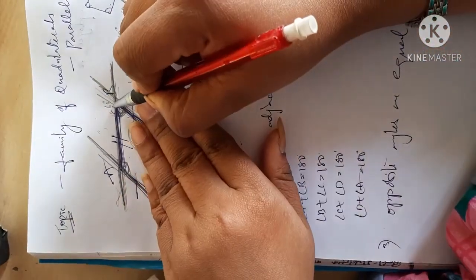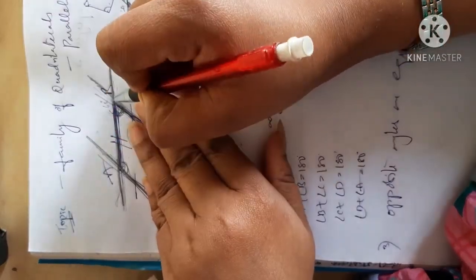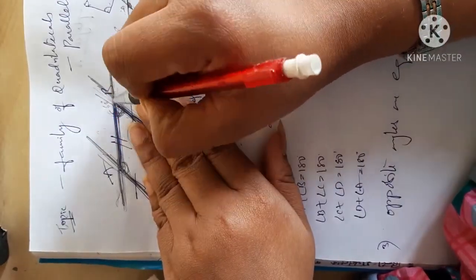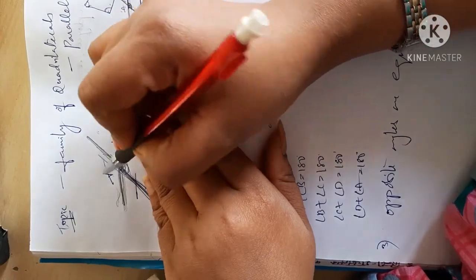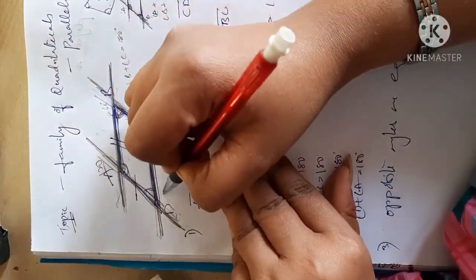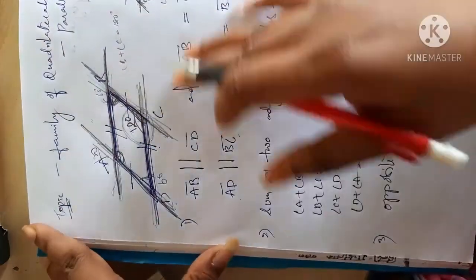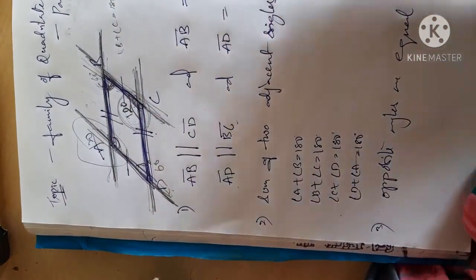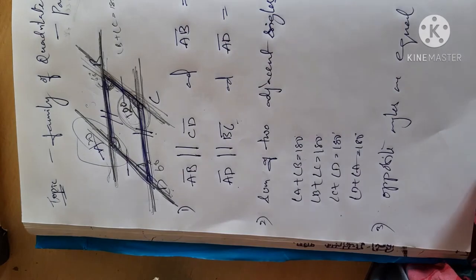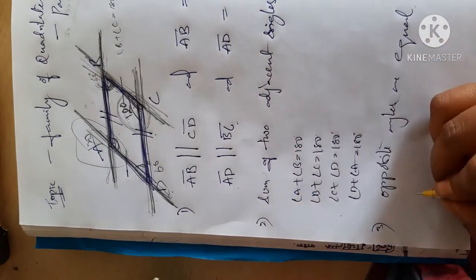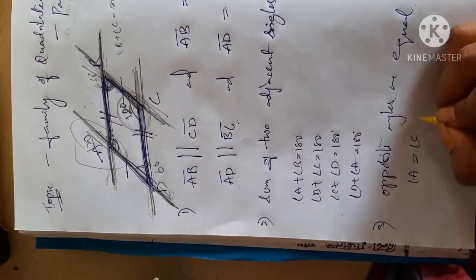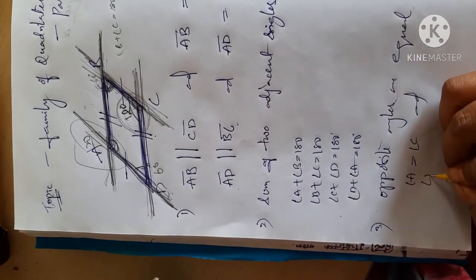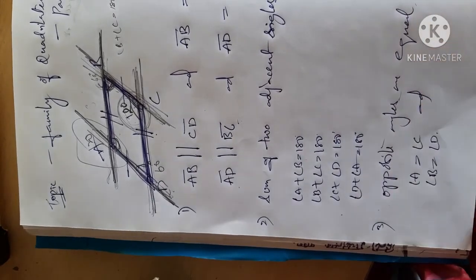If it is 60 degrees, what is angle A? Already 60 degrees exists here. Angle A plus angle B should be 180, so if this is 120, the other is 60. Even if you calculate in this way, opposite angles are equal. Yes. So we can say that opposite angles are equal, meaning angle A equals angle C and angle B equals angle D.